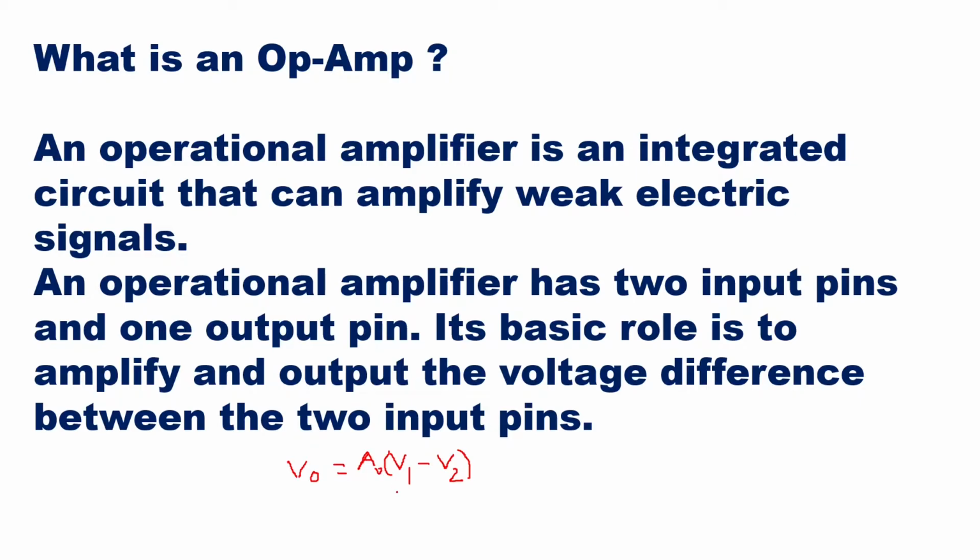So here the output voltage will be the amplified version, AD into V1 minus V2, where V1 is the first input, V2 is the second input, AD is the differential gain of the amplifier, and V0 is the output voltage. So an op-amp is an integrated circuit which amplifies the difference between its two input voltages. That is very important. It is not amplifying any input voltage, it is amplifying the difference between the two input voltages.